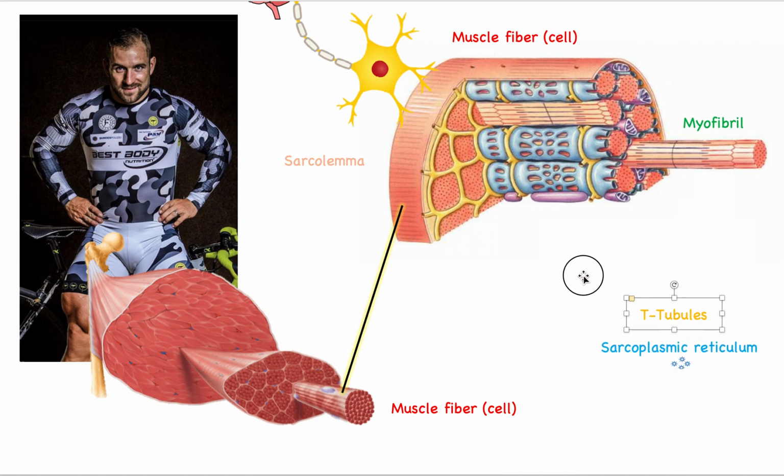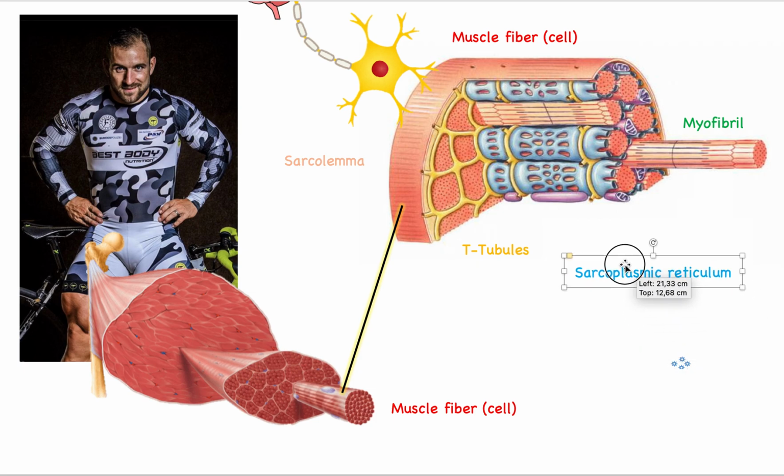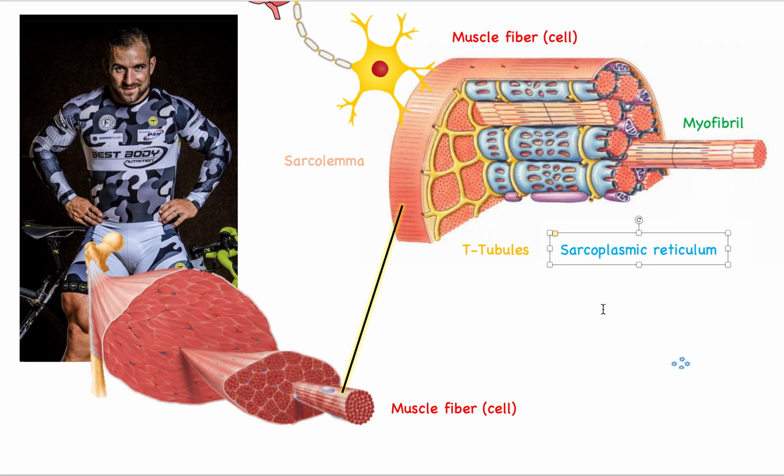Okay, here we got the T-tubules. So it's yellow. I tried to color code it. So now the signal is in the T-tubules. So it could be here, it goes in. Now it travels through the T-tubules, and the signal will now go from the T-tubule to this blue structure. So it's going to transfer to the blue structure. This blue structure is called the sarcoplasmic reticulum.